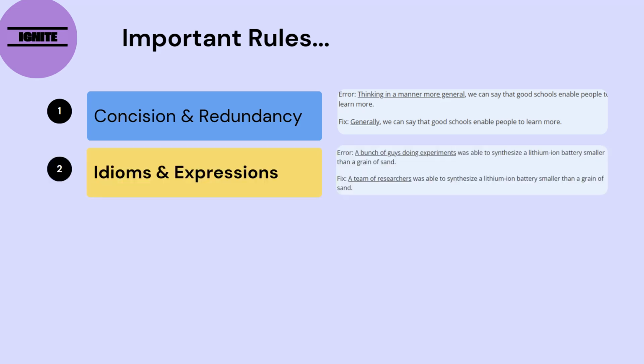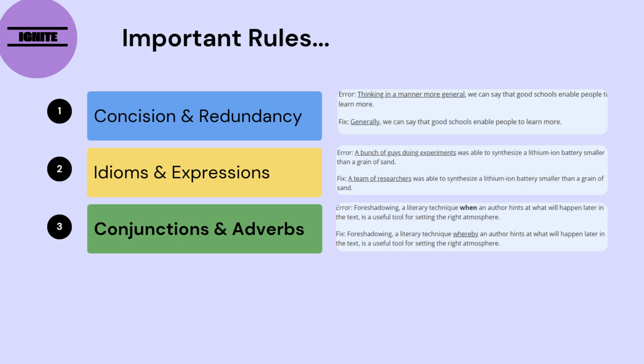Next, we have idioms and expressions, and this has to do with the appropriateness of certain phrases. For example, "a bunch of guys doing experiments" or "a team of researchers" in the context of synthesizing lithium-ion batteries have a big difference, and "a team of researchers" is more appropriate to the specific scientific sentence.